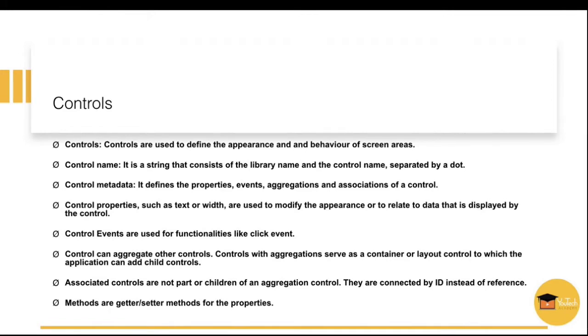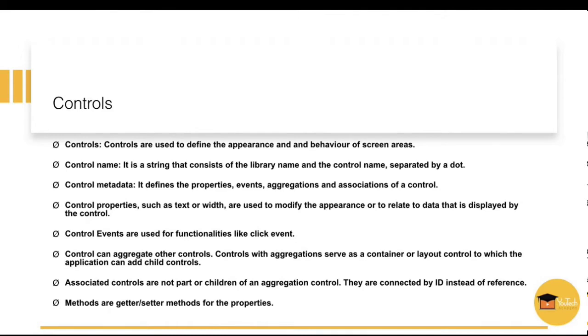There are different SAP UI5 libraries that contain many different SAP UI5 controls. A control name consists of the library name and the control name separated by a dot. Control metadata defines the properties, events, aggregation and associations of a control. I'll explain the controls in more detail when we go through the demo kit, but first let's understand the theory part.